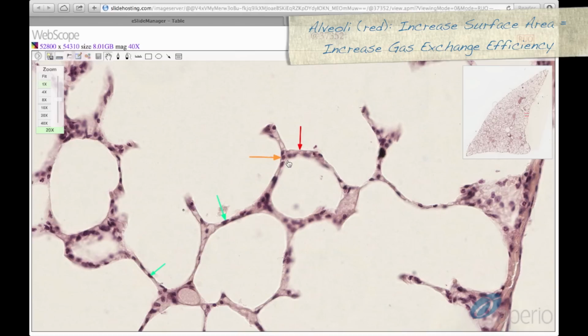Type 2 pneumocytes, seen here at the tip of the orange arrow, are rounder cells that cover much less surface area than type 1 pneumocytes. They also act as stem cells for both type 1 and type 2 pneumocytes.